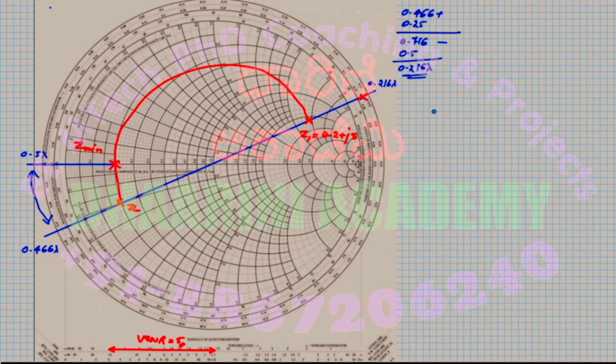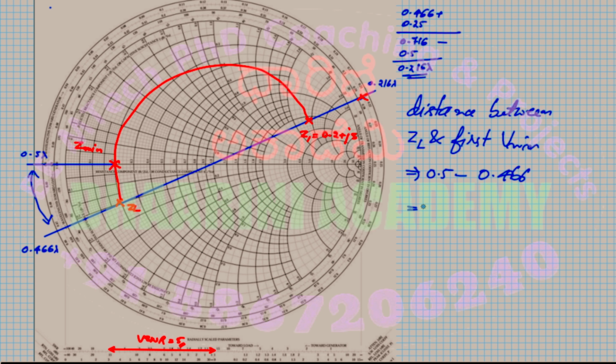So my calculation: the distance between ZL and the first voltage minimum is equal to 0.5 minus 0.466, which is equal to 0.034 lambda. I just have to move 0.034 lambda from the load towards the generator to get this point. Is that okay? Fine.